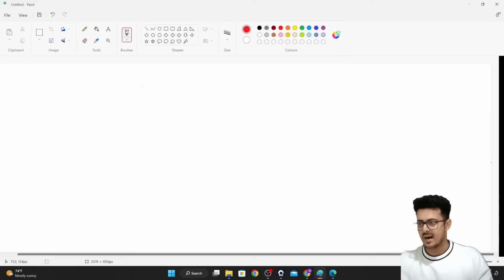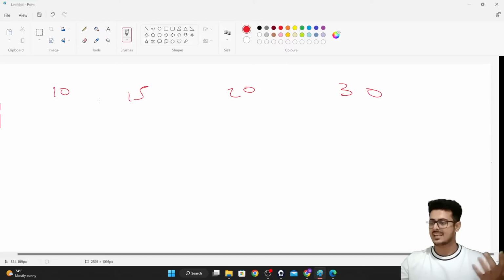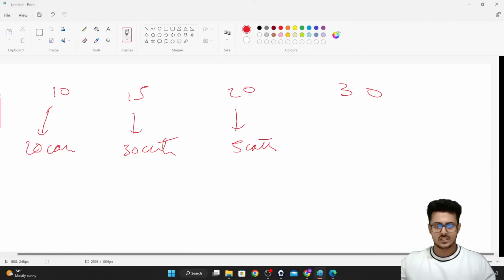Your bar chart is usually a defining thing for categories that you want. For example, you are having categories of, let's say, 10, 15, 20, 30. These are the categories that you are having. In 10, you are having some 20 counts. In 15, you are having some 30 counts. In 20, you are having some 5 counts. In 30, you are having some 50 counts. And you're just plotting that count. That is basically what a bar chart is.